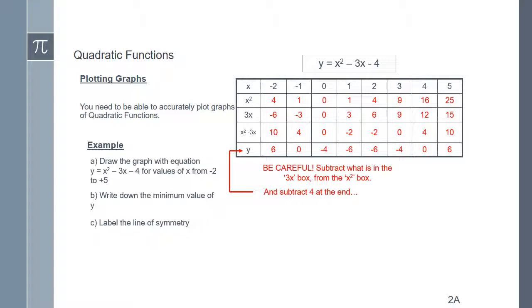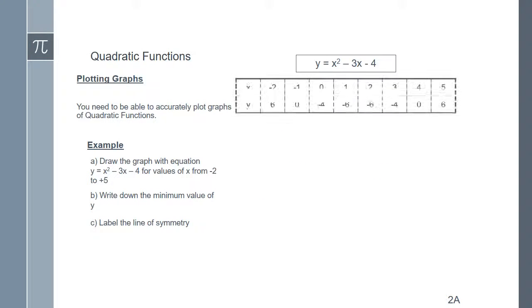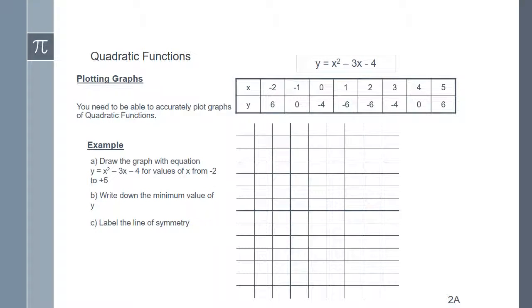So we can use the table to calculate the y values that correspond to the x values. We can then plot the points. And once we've plotted the points, we join them up with a smooth curve. So that's the graph of the equation y equals x squared minus 3x minus 4 between minus 2 and 5 drawn. Now, how about finding the minimum value of y?